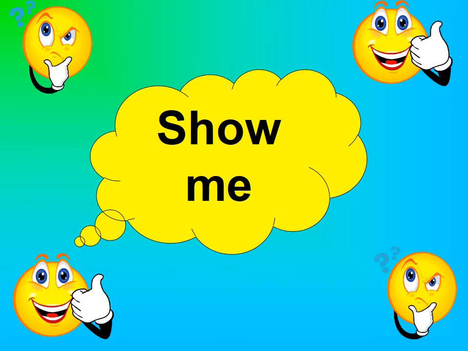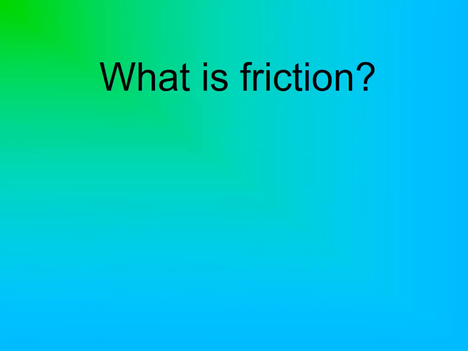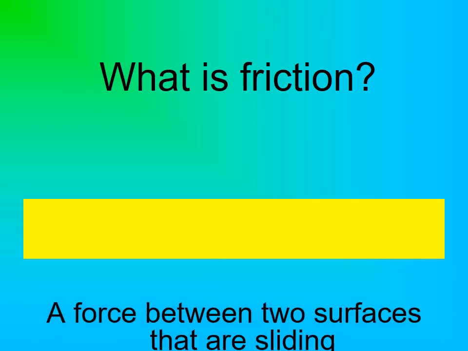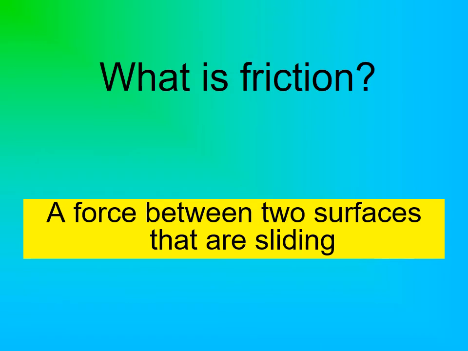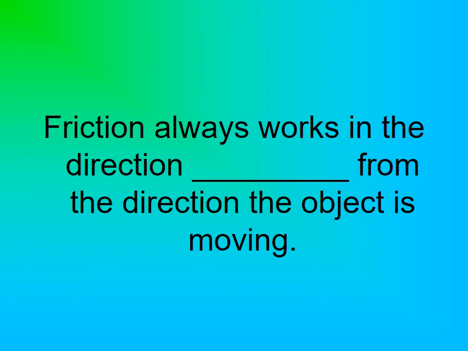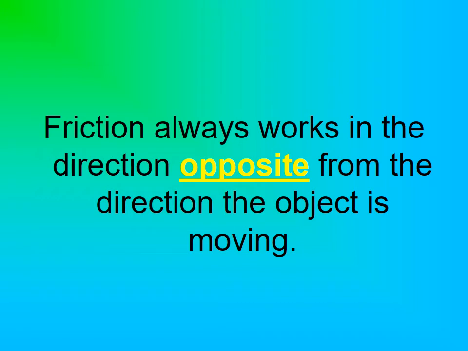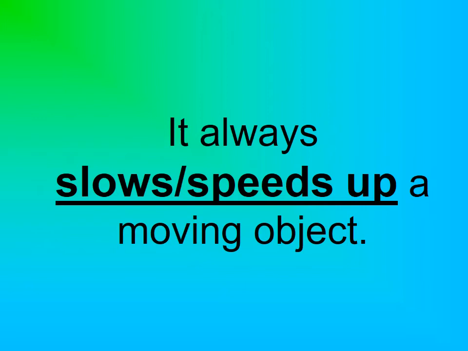So let's have a wee go at some questions now. What would we say friction is? Well, friction is a force between two surfaces that are sliding. Friction always works in a direction opposite from the direction the object is moving. What does it always do to a moving object? Well, it always slows a moving object down.